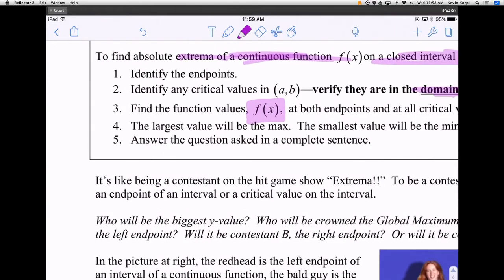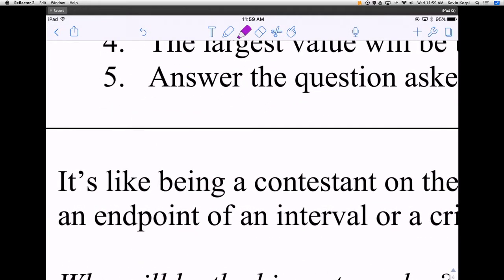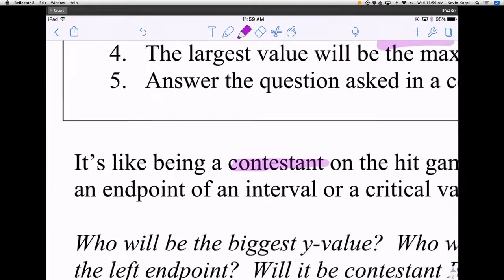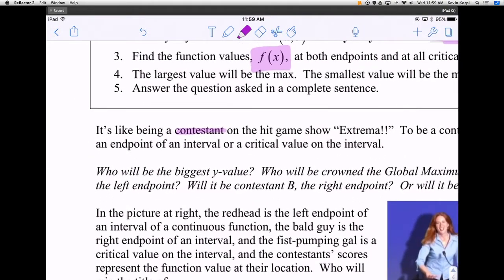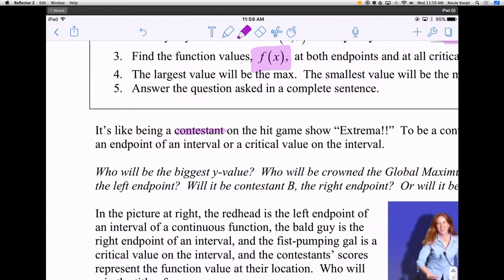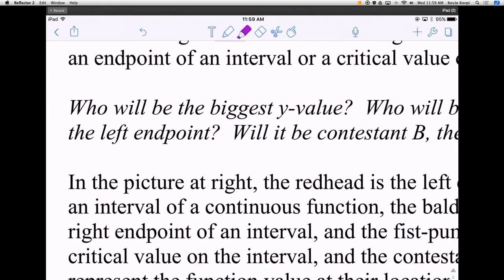So it will be like playing a game. We're going to have a game called the biggest y value and the smallest y value contest. And the contestants, to be eligible to play the game, you have to be an endpoint or you have to be a critical value, right? Once you have all your contestants on the stage, then you play the game. And it's the Extrema game. We'll call it Extrema. That could be the name of the game show.